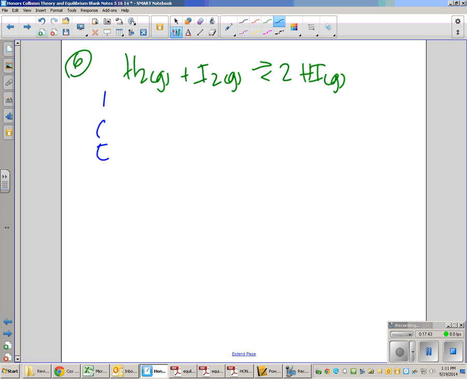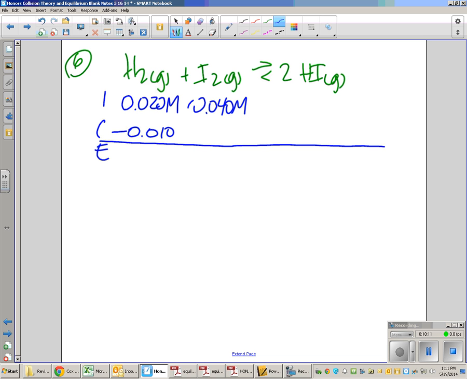In the I of ICE. H2 is 0.020 molar. And the I2 is 0.04 molar. Calculate the K if at equilibrium the original concentration of H2 was reduced by 0.01. So what does that tell you? So they're telling you it's changing by 0.01.